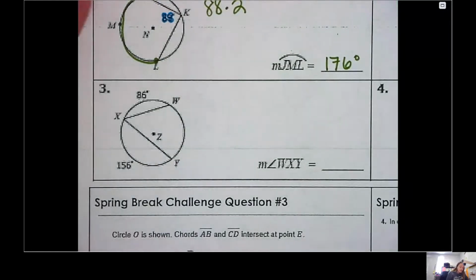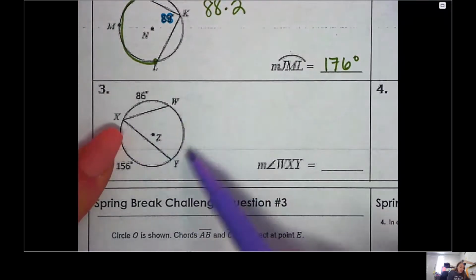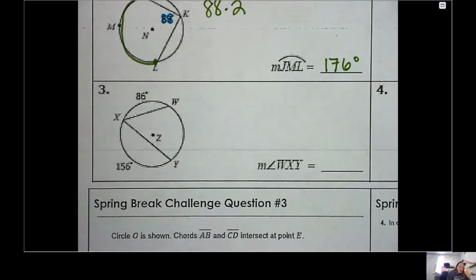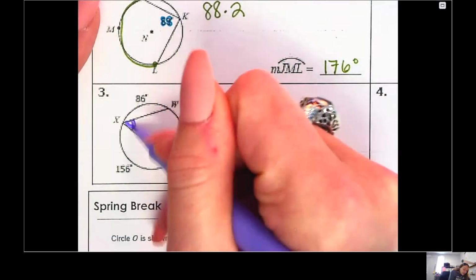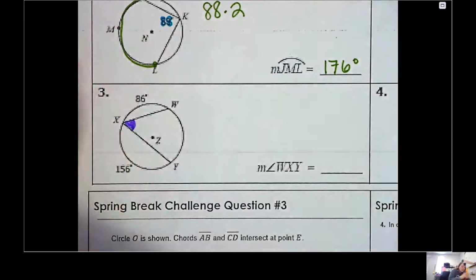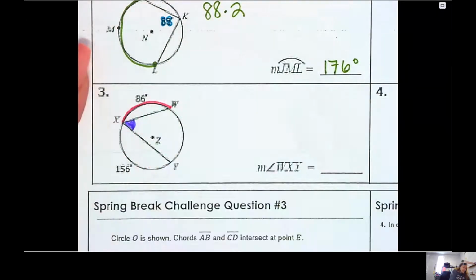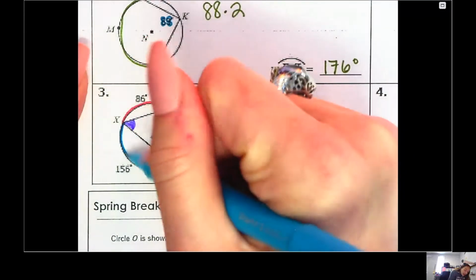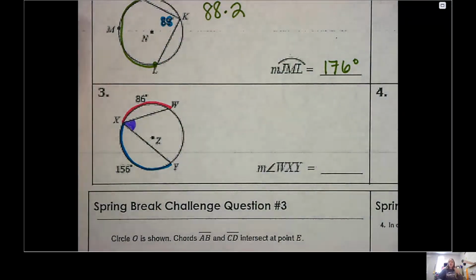Okay, next one. Now, this one's a little different because you don't have the angle and you don't have the arc. So that makes this a hard problem to try to figure out what this angle right here is if I don't have anything. However, here's what I do know. I know that this arc from X to W is 86, and I know that this arc from X to Y is 156. I know in total a circle is 360 degrees.